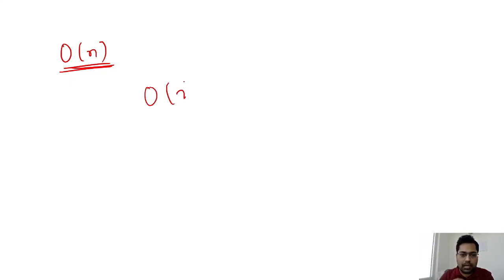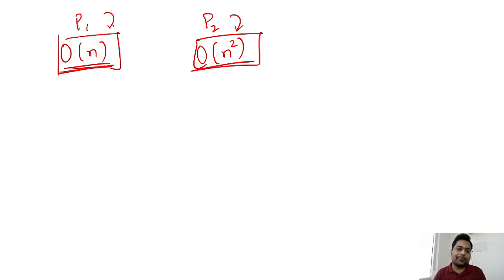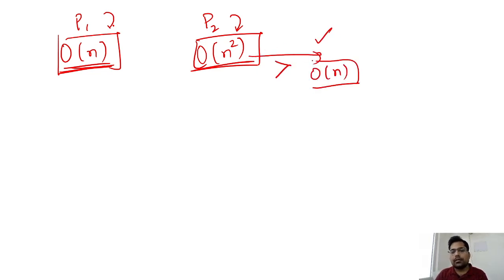Suppose there is a program whose time complexity is n square, and another program's time complexity is also n square. Suppose we can say program 2 can run in linear time. Of course, yes. Why? Because n square is greater than big O of n. If a program is running in linear time, it could be running in quadratic also.